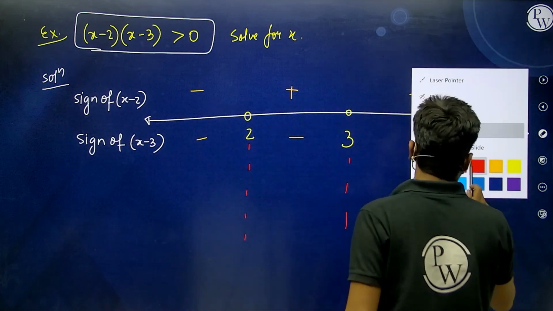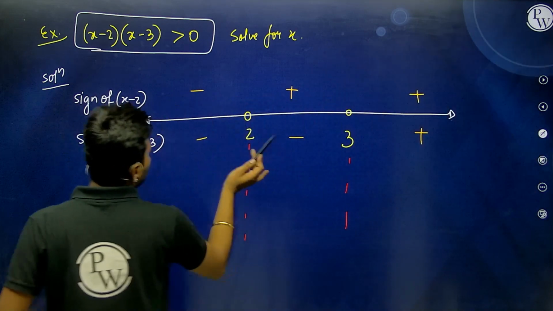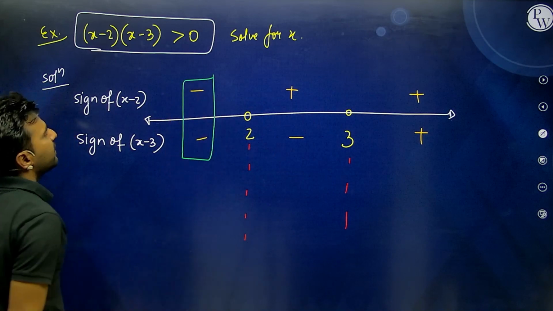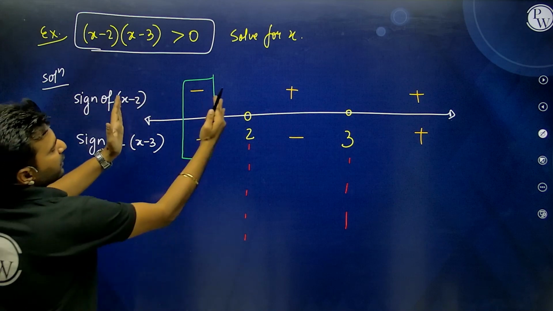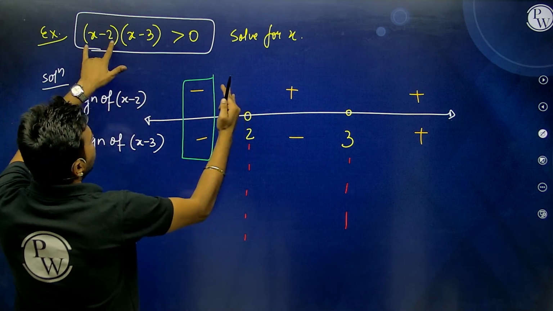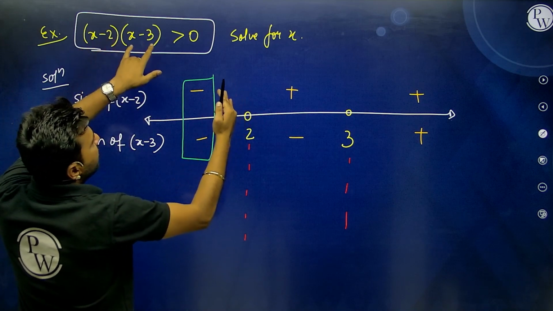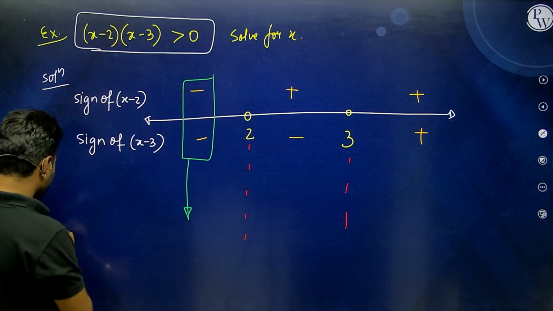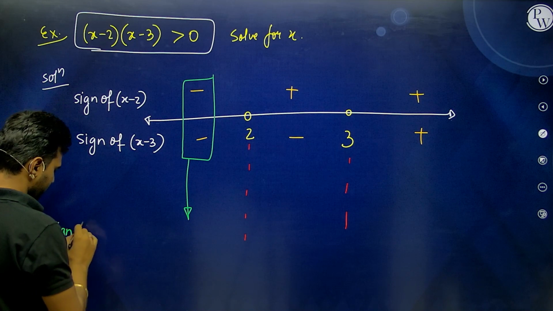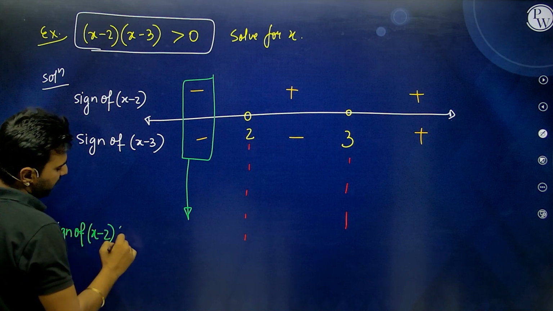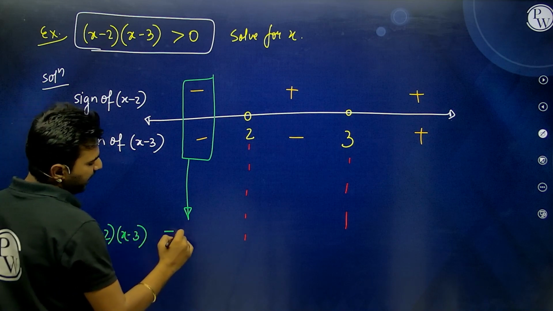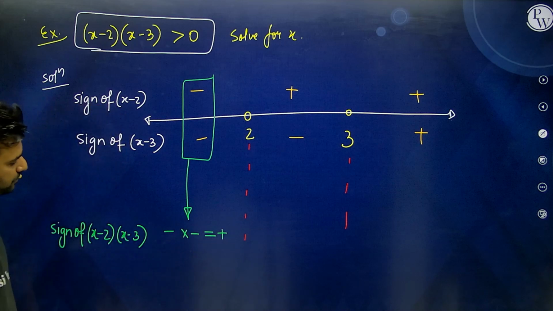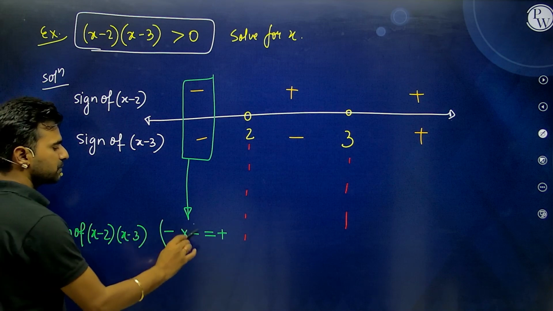So if we take any value less than 2, then x minus 2 is also negative and x minus 3 is also negative. So in these values of x, if you see, this is negative and this is negative, which means negative into negative will become what? Positive or not? So the sign of x minus 2 times x minus 3 will become minus into minus, that is equal to what? Plus. Yes or no, kids?